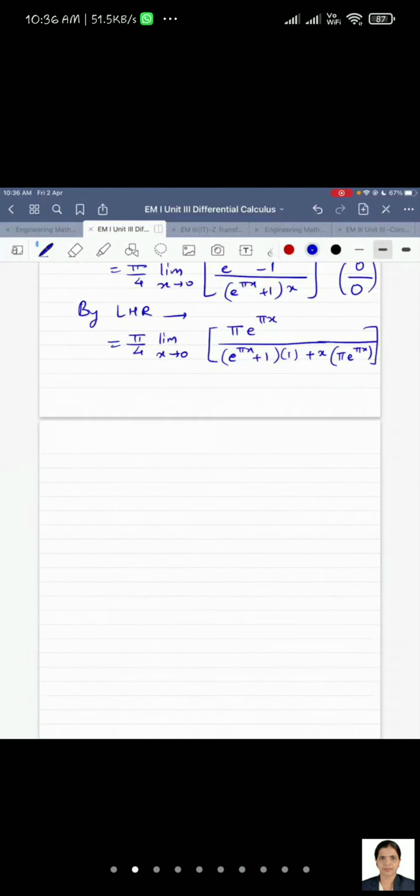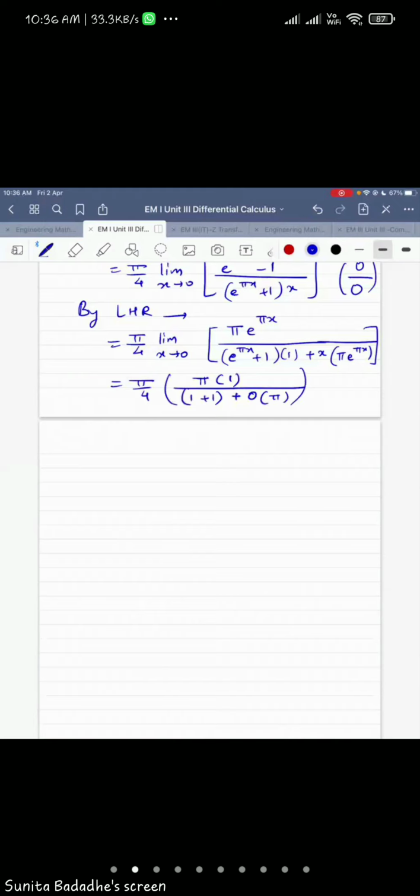So let us substitute the value. So this is pi by 4 into pi e raised to 0 is 1 upon e raised to 0 is 1 plus 1. Now into 1 I'll not write, and x is 0. So this term will be 0 plus pi. So this is pi by 4 into pi by 2. So the answer is pi square by 8. This is the correct solution. Okay, pi square by 8.